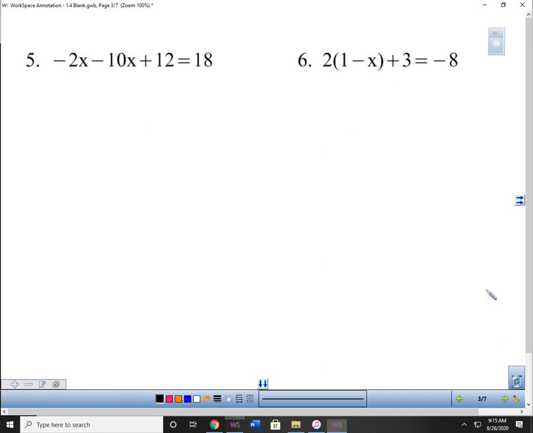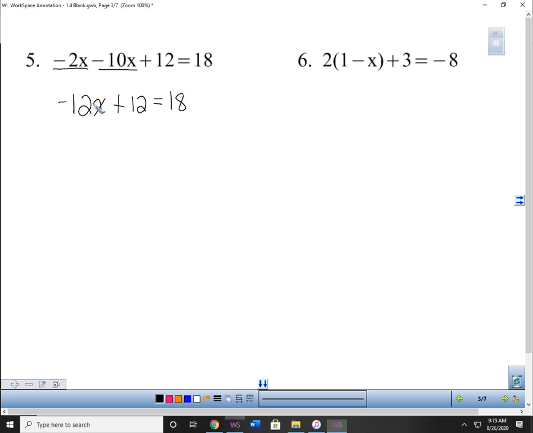All right. So if you look at number 5, over here on the left-hand side, I have two values that have an x, a negative 10 and a negative 2. So if I put those together, I get negative 12x. Then I still have a plus 12 equals 18.